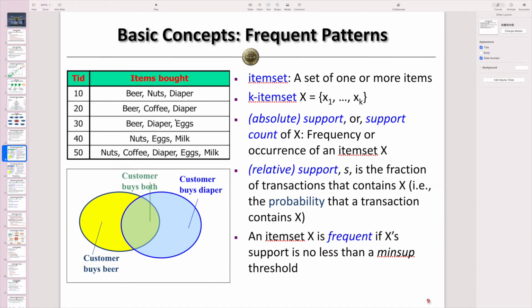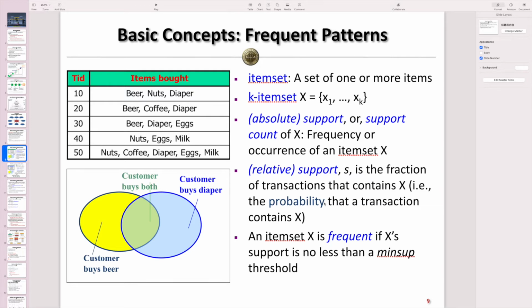According to the data, this transaction contains beer, diapers at the same time. We have one count here. This one also contains beer and diapers. This one also contains beer and diapers. So for the beer, diapers 2 item set, its absolute support will be 3, because we have 3 occurrences where beer, diapers appear at the same time. So its absolute support will be 3.